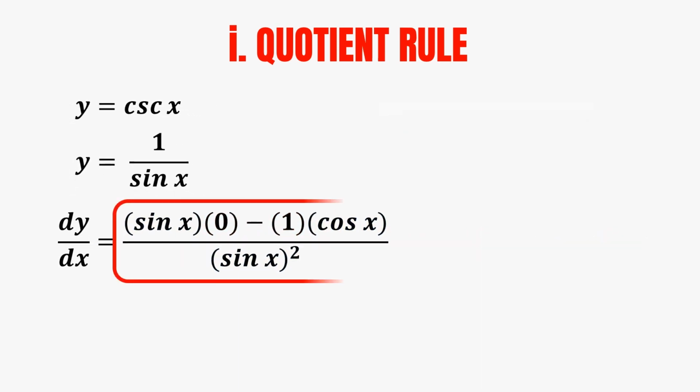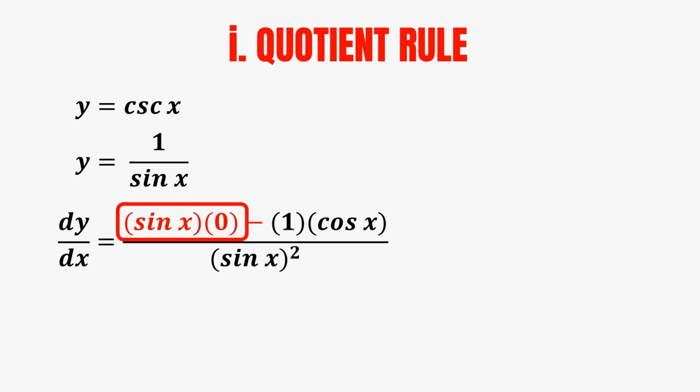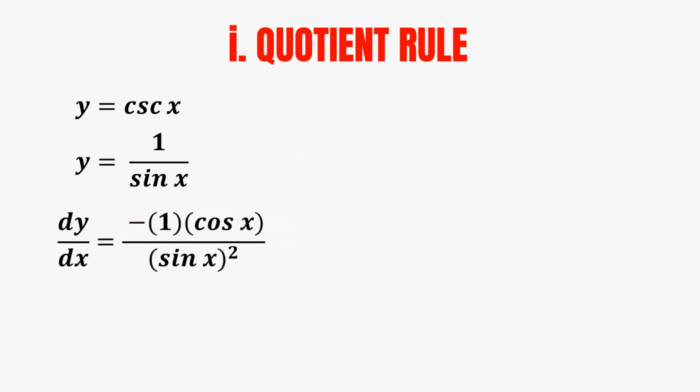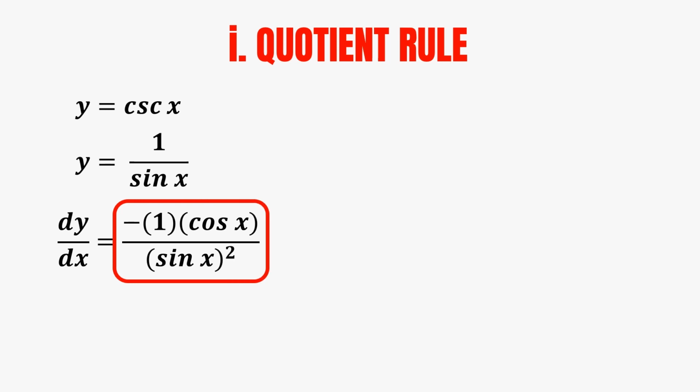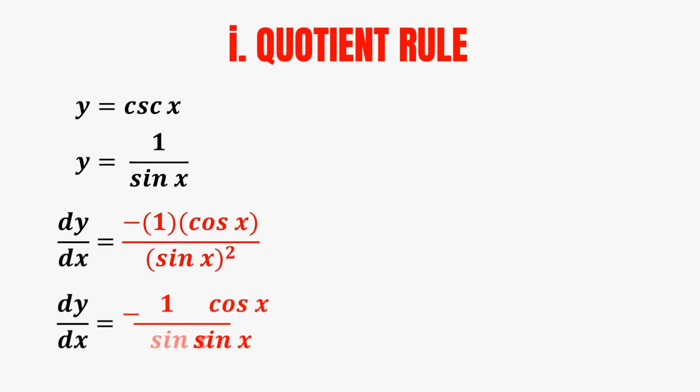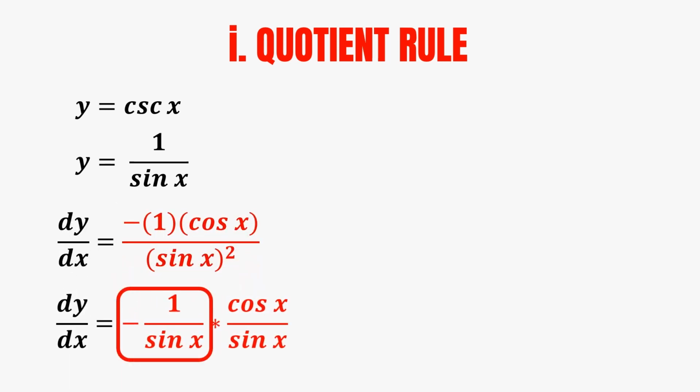All we have left to do now is to simplify this expression. For this sine x multiplied by 0, we'll just end up getting 0, so we can cancel it out from the expression. For this fraction, notice that we can actually split it into the product of negative 1 divided by sine x and cosine x divided by sine x.